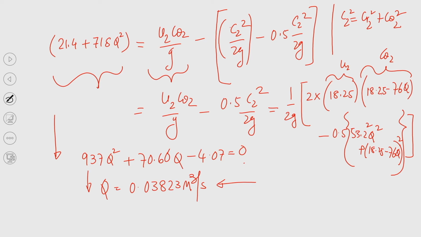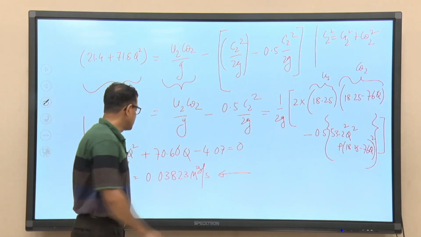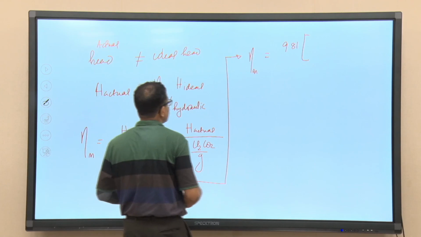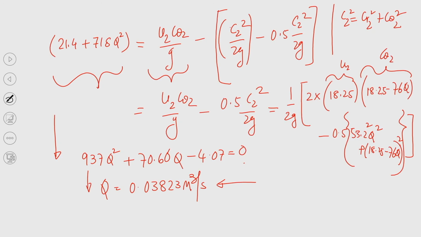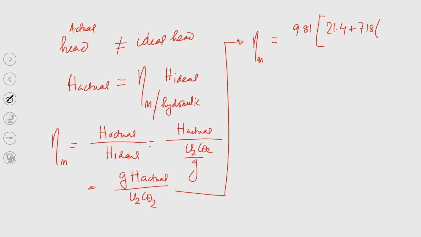By this time we have calculated the magnitude of Q that will be delivered by the pump, that is in meter cube per second. So, we can write this is the H actual. So, this is nothing but 21.4 plus 718 into what is the value of Q? 0.03823, Q square, right. So, this is the H actual divided by, so I am writing this.